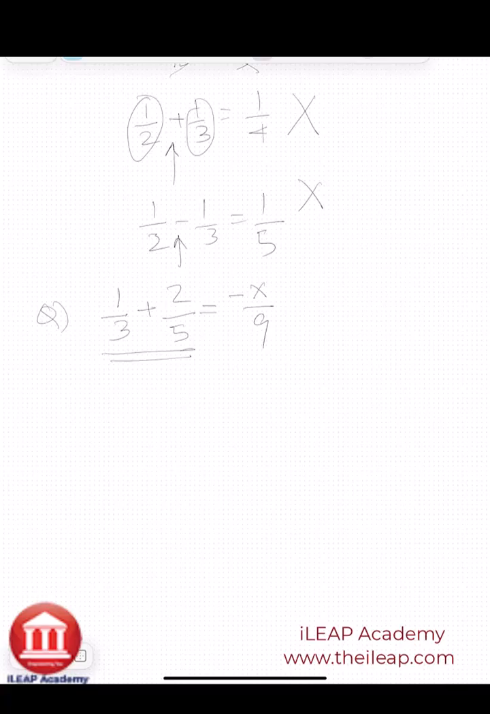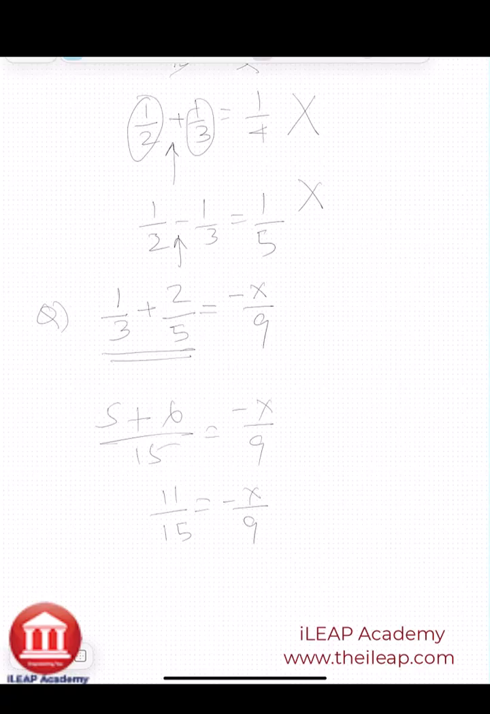So 15. Otherwise, if they don't have a common factor, you can simply add the 2 fractions: 5 plus 6 over 15, right? You get 11 over 15 minus x over 9. Okay, so now you know that there is one fraction here, one fraction.